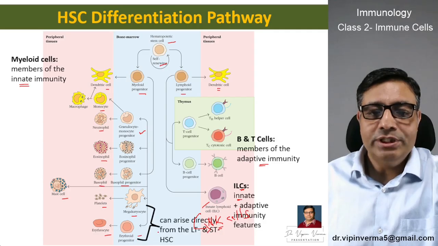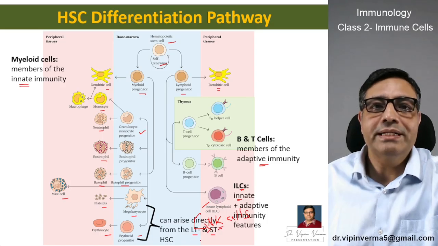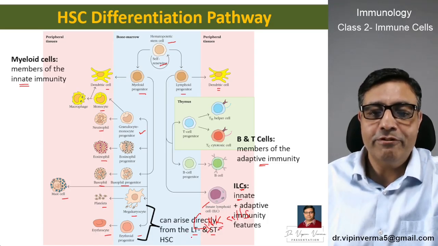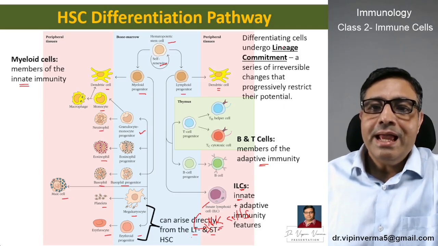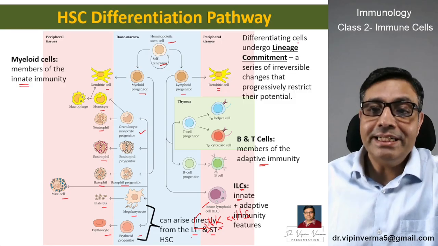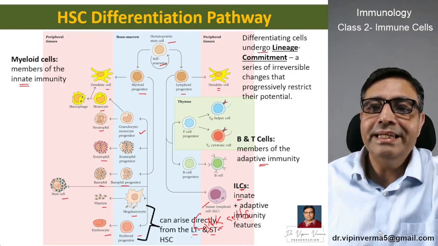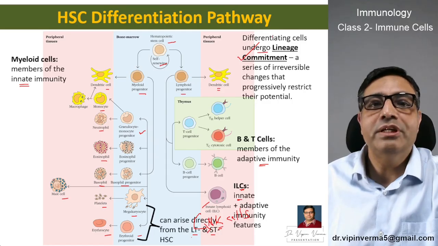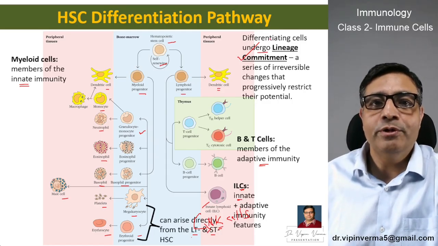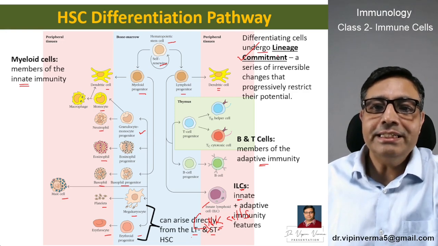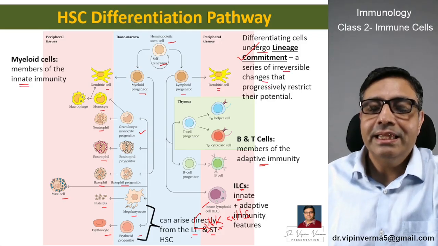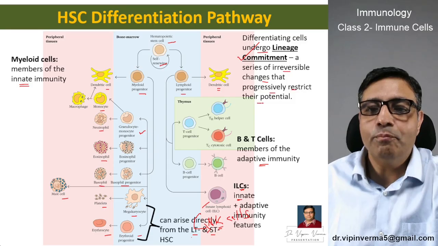Megakaryocytes and erythroid progenitors can arise directly from the long-term and the short-term hematopoietic stem cells. And the differentiating cells undergo lineage commitment. Now this is a term, lineage commitment, which you will be hearing frequently in our subsequent discussions. Lineage commitment means a series of irreversible changes that progressively restrict their potential.